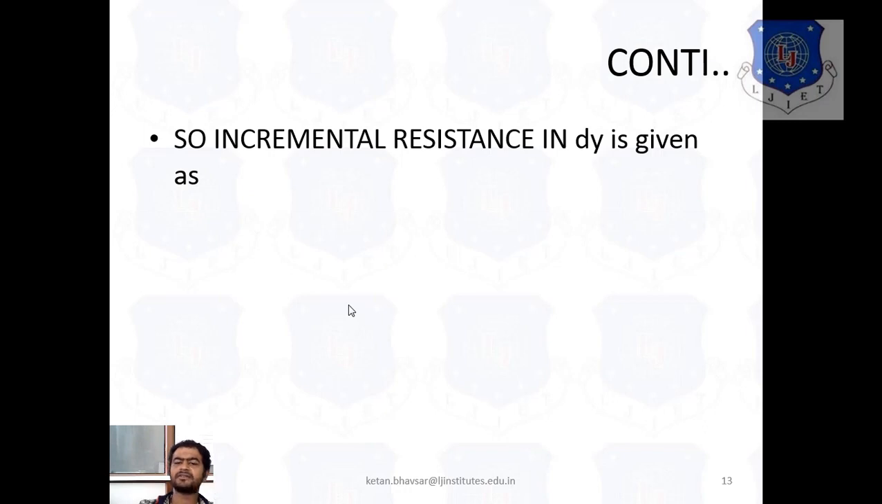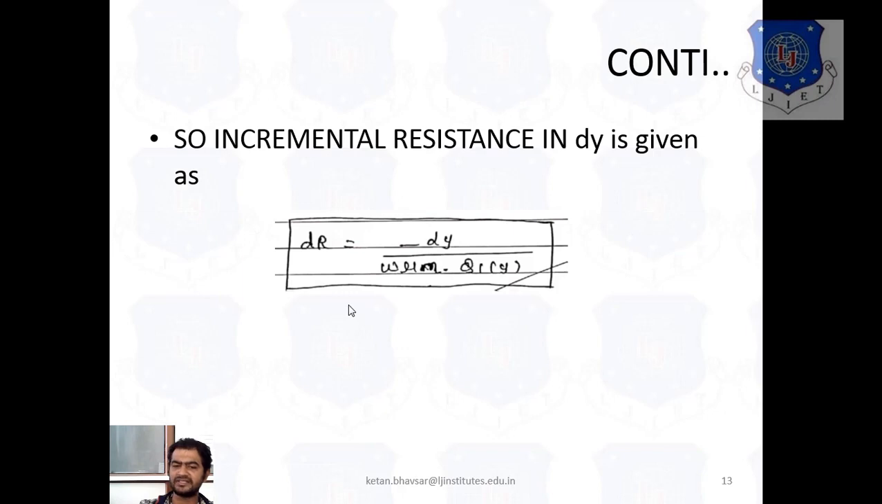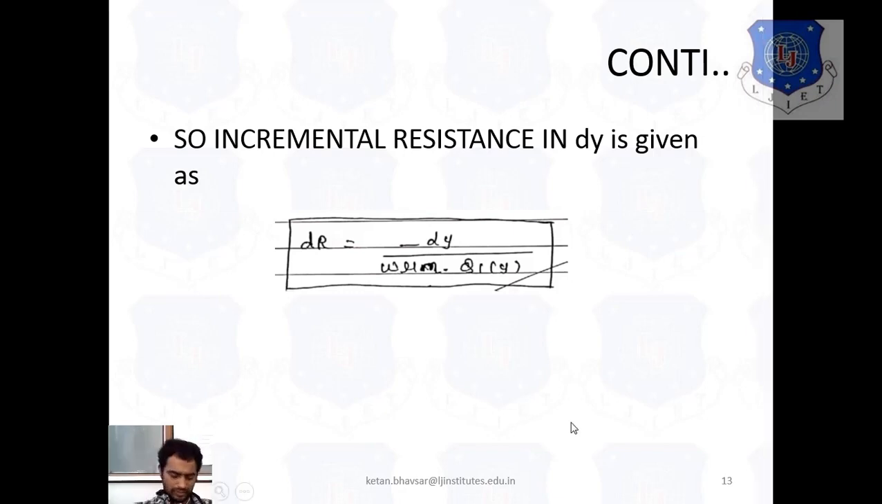So the incremental resistance is given as dR equal to minus dy. Now we calculate the area, where we have to consider W. So dR is equal to minus dy W by mu L into Q1 of y, where W represents the width of the particular channel, it's an N type of impurity as I already told you, and Q1 represents the charge that we have.